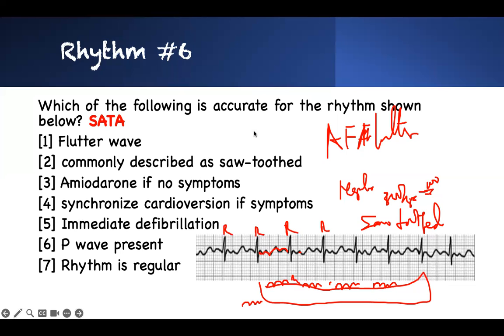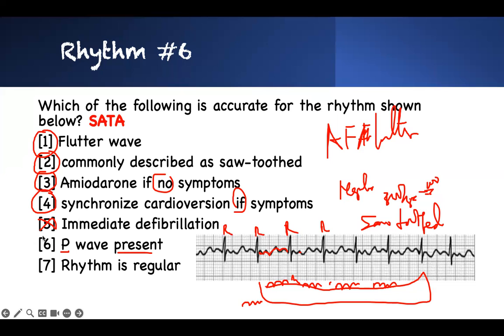So which of these is accurate for the rhythm? Based on this, I know this is a flutter wave. Commonly described as what? Saw-toothed, yes. Amiodarone, if no symptoms, yeah. If they don't have symptoms, I give them amiodarone, calcium channel blocker, or beta blocker. Synchronized cardioversion, if they have symptoms, yes. Immediate defibrillation, no, you should not do that. P wave was present. Yes, there's a P wave, and there's a bunch of them.